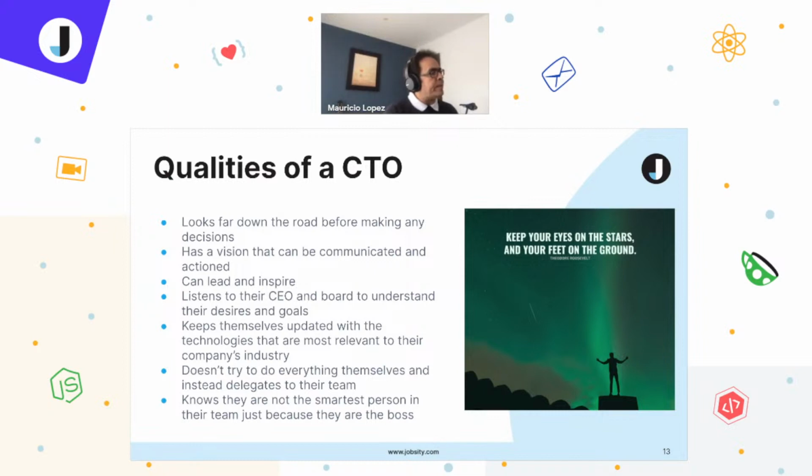Keep themselves updated with the technologies that are most relevant to the company's industry, for sure. For example, here at Job City, I am ultra interested in new ways to evaluate software developers and people, because we do a lot of that. It's one of the things that I try to see, what is developing, what are people doing in different companies.